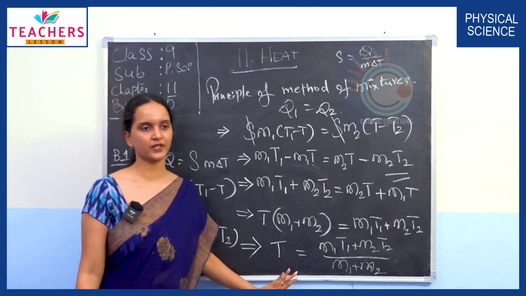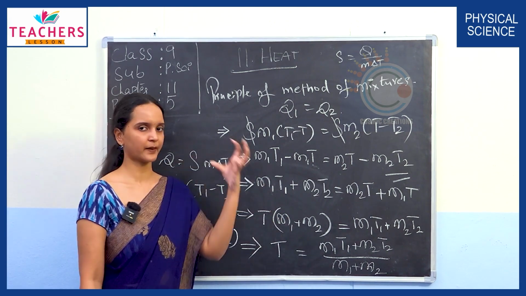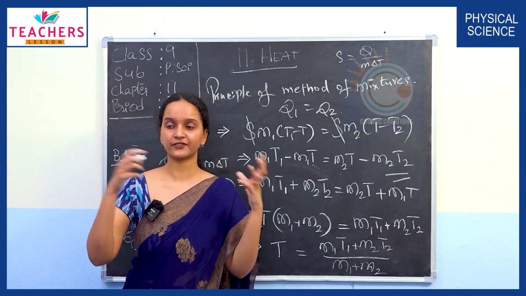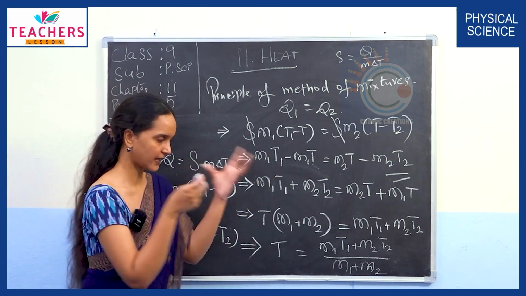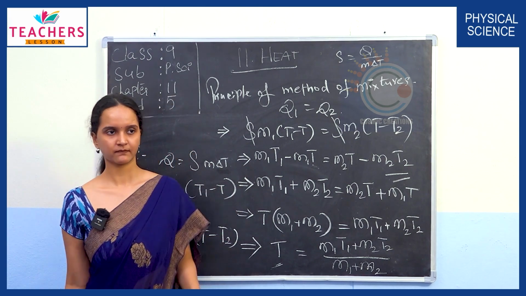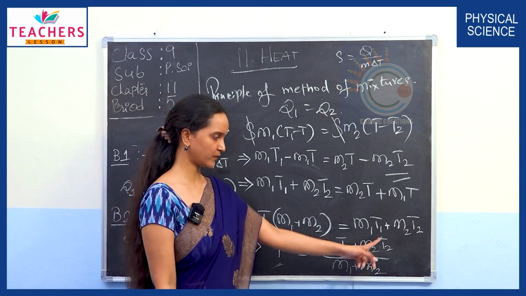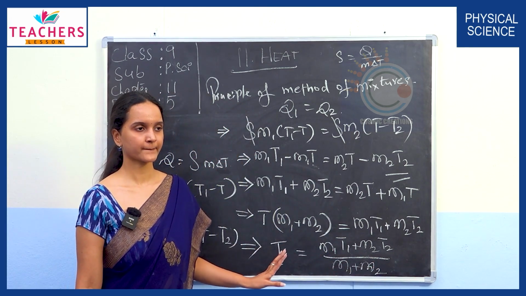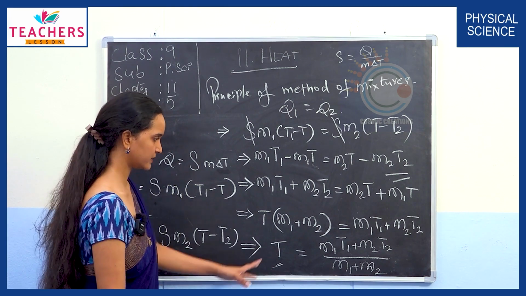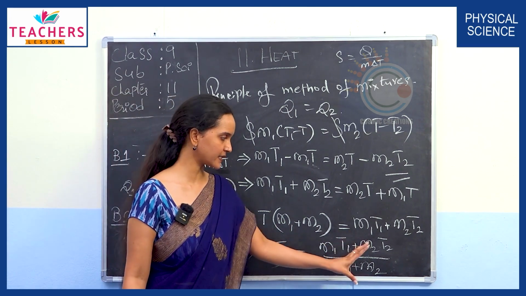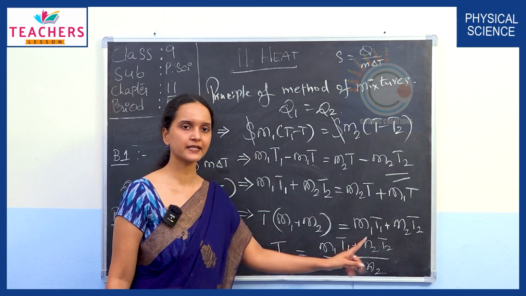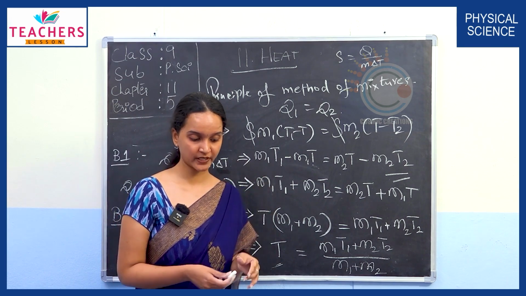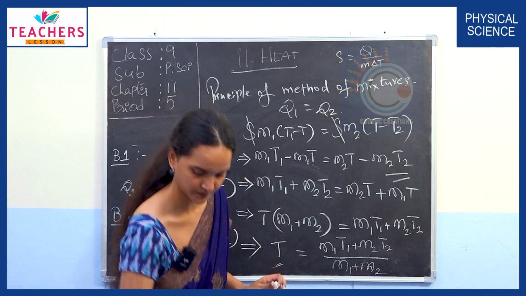So using this formula we can find out the resultant temperature. When two or more samples with different temperatures and different masses are mixed, this would be the resultant temperature. T equals M1 T1 plus M2 T2 divided by M1 plus M2. Understand? Now let's revisit the situations that we discussed in the beginning of the session.